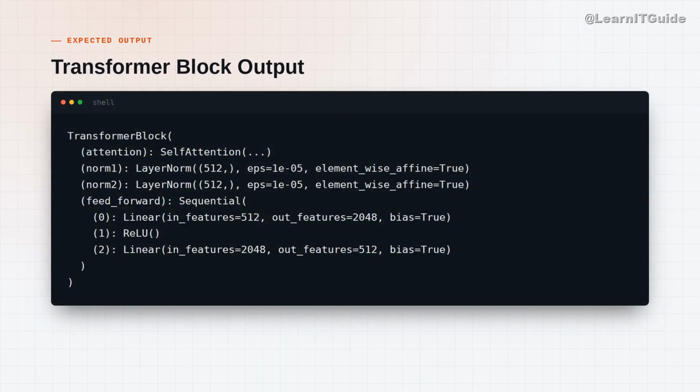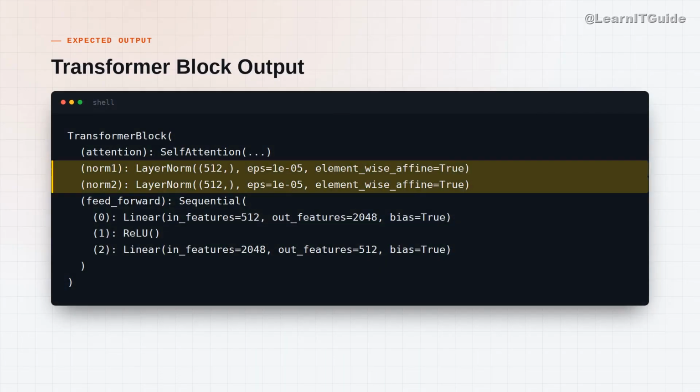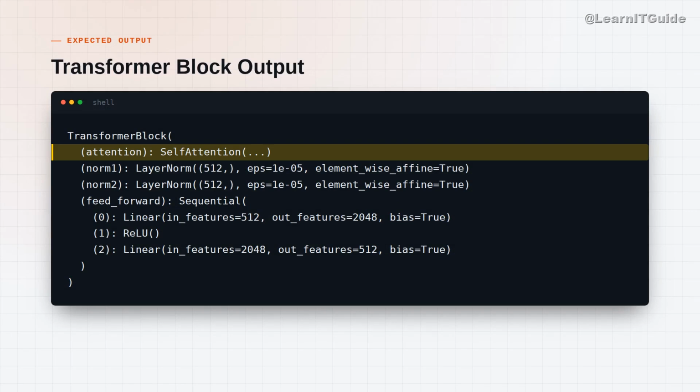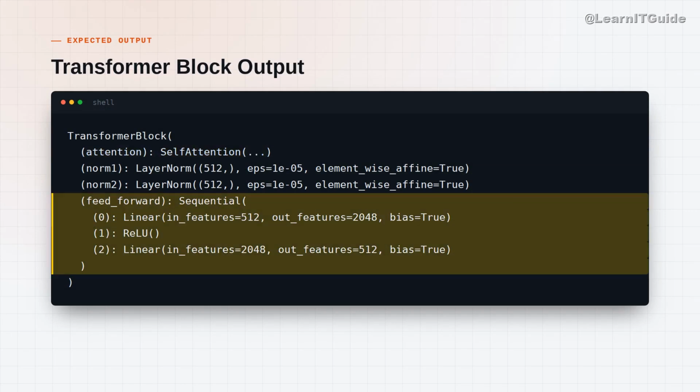The output shows the block successfully initialized. You can see the layer norms, the attention mechanism, and the sequential feed-forward network. If the input features do not match the expected dimensions, PyTorch will throw a runtime error. That leads us to the most common mistakes.